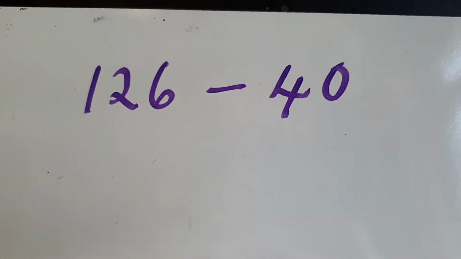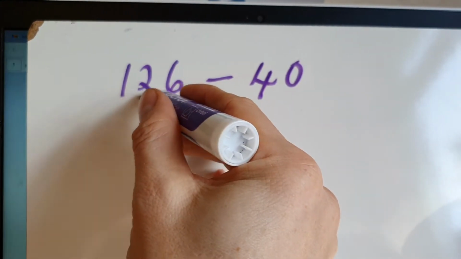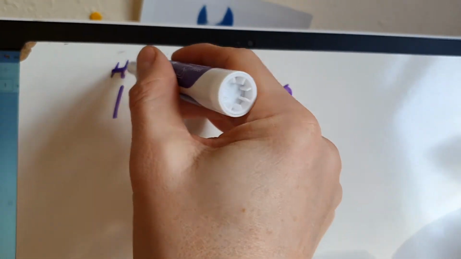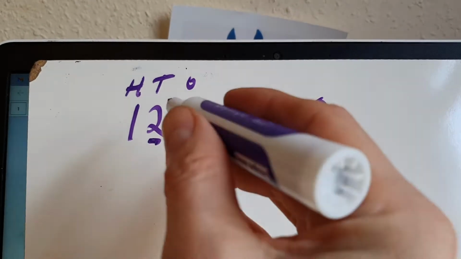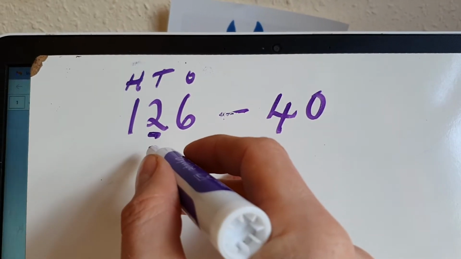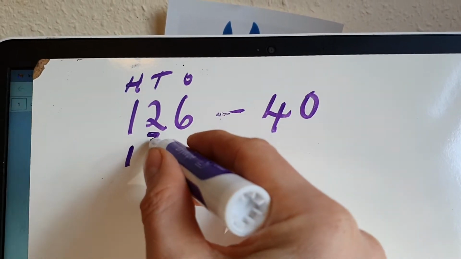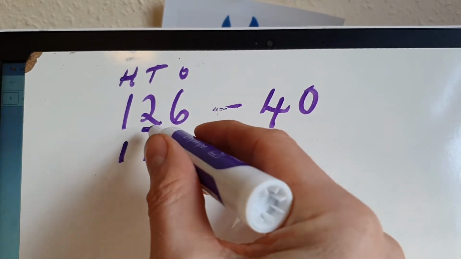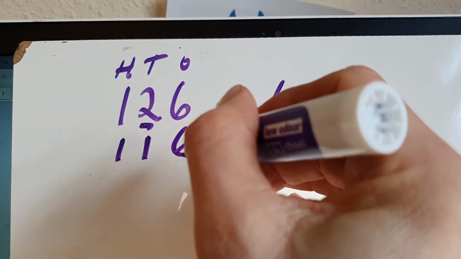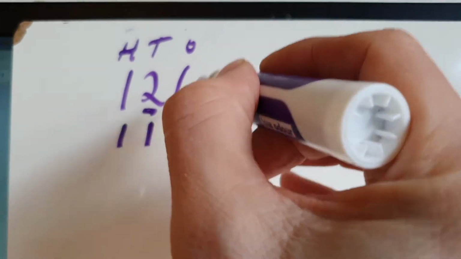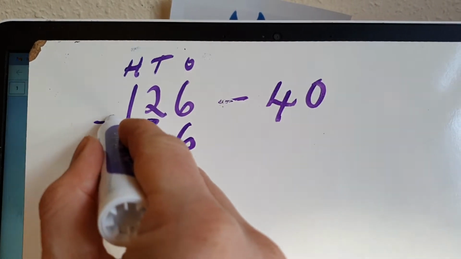Now, I'm just going to demonstrate a few ways. So I need to take away 4 tens. Hundreds, tens, ones. Okay, so I could just count backwards going down. So my hundreds are going to stay the same. I'm going to change 1 less 10 is 1, and my sixes will stay the same. I'm not changing my sixes at all. Let me just put a line there.